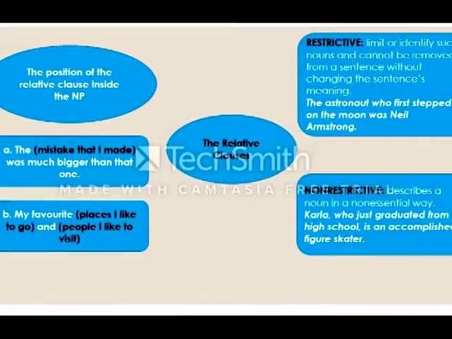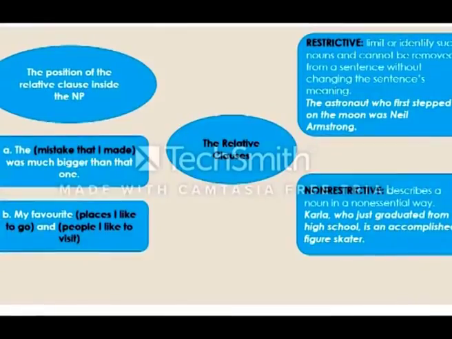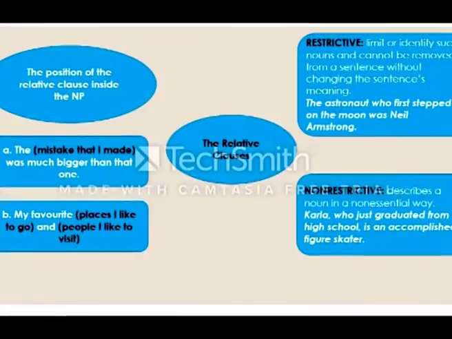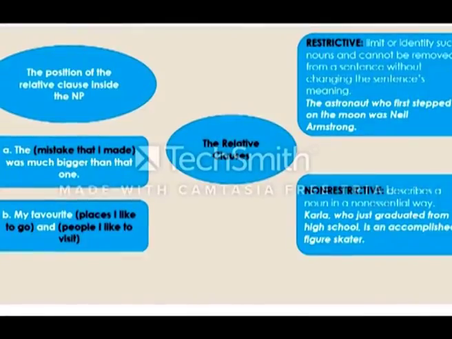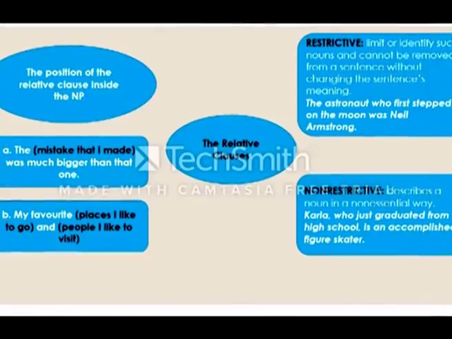The position of the relative clause inside the noun phrase. Relative clauses seem to modify nouns, as we saw in the previous example, so we can assume that they occupy a position within the phrase headed by the noun. In the first example, it says the mistake that I made was much bigger than that one. So the noun phrase is the mistake that I made. But just what we have in parentheses is the relative clause, that I made.